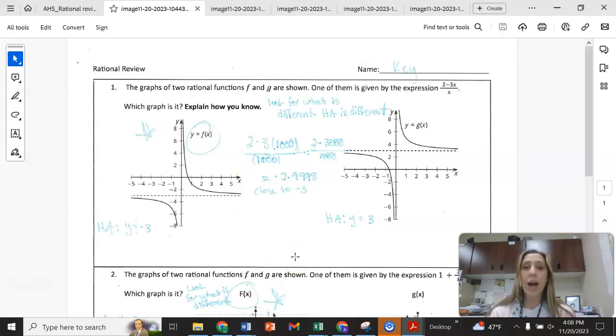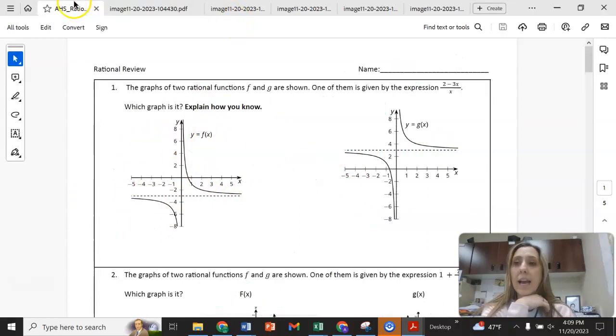Okay, so I got -3. Well, when I plugged in a really big number, I got -2.9998. So that means it's going to be really close to -3. And the only one that has a -3 horizontal asymptote is f of x. So that would be it.